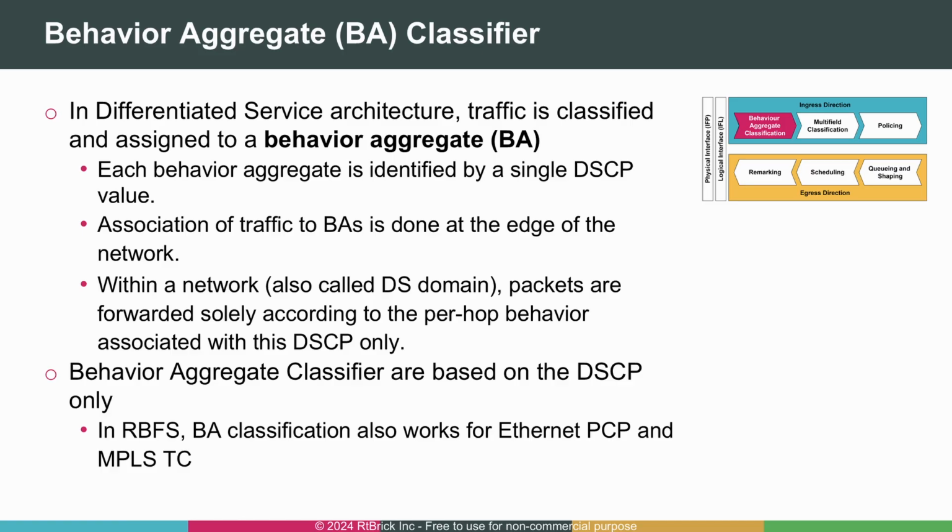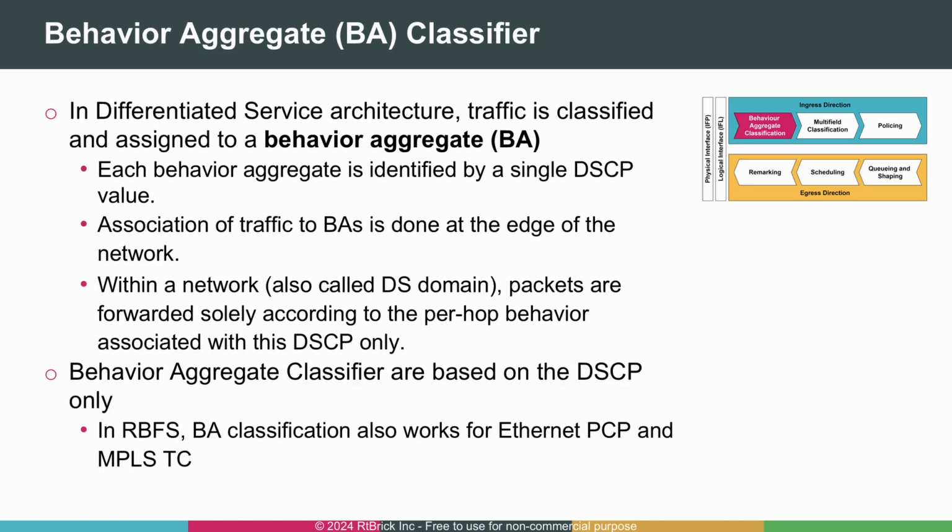Each behavior aggregate is identified by a single DSCP value. The main idea is to perform this assignment only once at the ingress of the network. Within a DiffServ domain, devices trust the header markings and forward packets according to the per-hop behavior associated with the DSCP value.